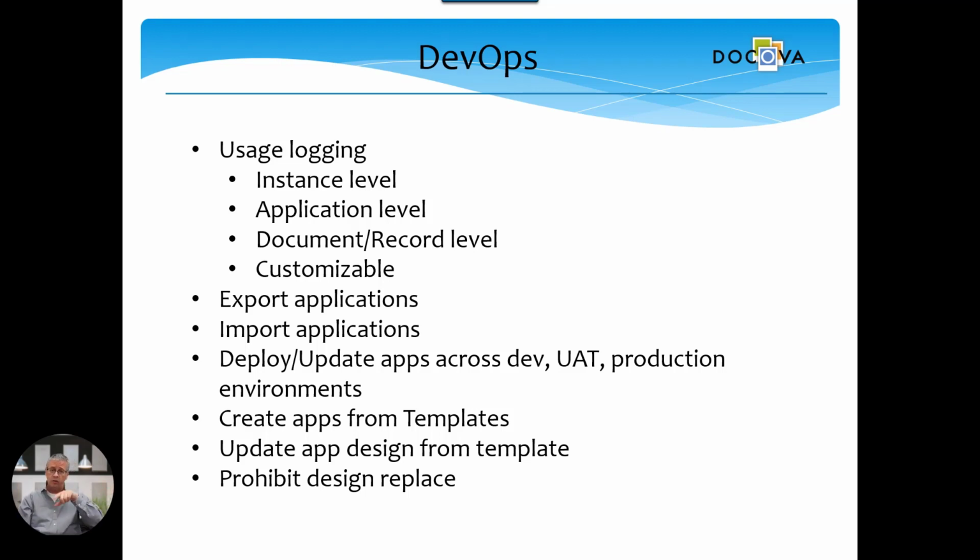So dev, UAT, production. Not everybody has that. Sometimes their dev environment and production environment is the same. Sometimes they just have a dev environment, then a user acceptance testing environment, and then one production environment, so they're only pushing it once. Up to you. All companies are different. You can create apps from templates.